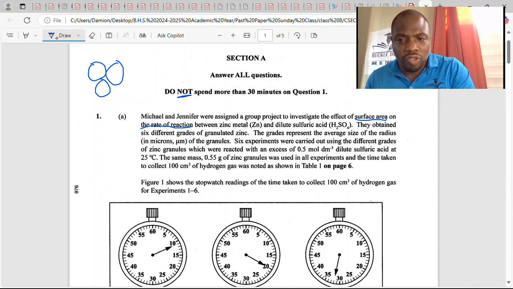So surface area, there's a link. The smaller the particle, the larger the surface area. The larger the surface area, the faster the rate of reaction. So let's go again. The smaller the particle, the larger the surface area. And the larger the surface area, the faster the rate of reaction.